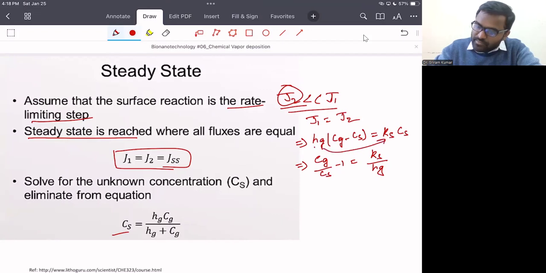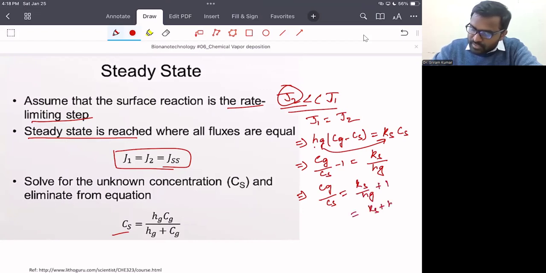So we have the Ks by Hg. So now we will have Cg by Cs is equal to this minus 1 will come to this side, and so that will be Ks by Hg plus 1, and that is Ks plus Hg by Hg. And finally, we will have Cs. So this is Cg by Cs, and finally we have Cs is equal to Cg Hg upon Ks plus Hg.